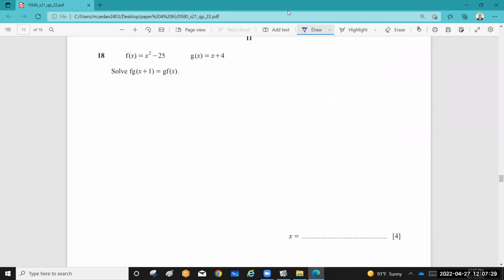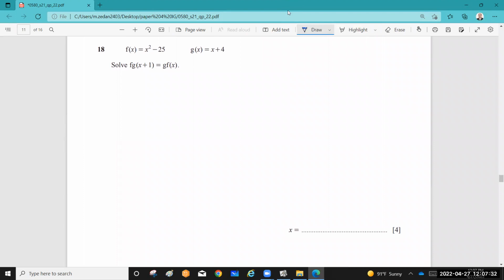Okay, in this question I have two functions, f and g. I want to solve the equation f(g(x+1)) is equal to g(f(x)). Very easy, very simple. Look at f of g of x plus 1: go to the g, and write x plus 1 instead of x, completing the function. This is equal to g of f of x. G of f of x is really x squared minus 25, and f of x is x plus 5.